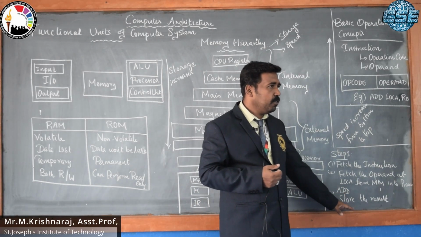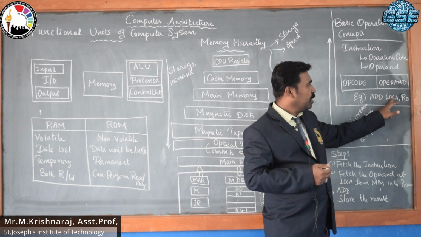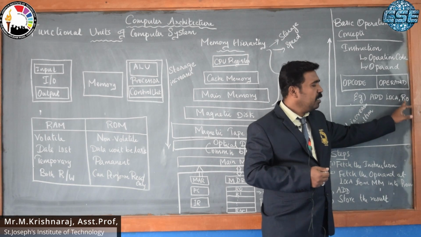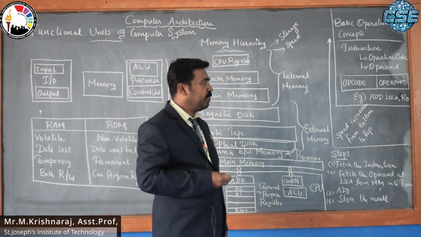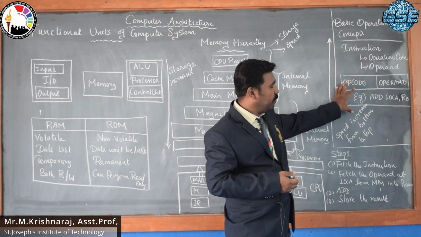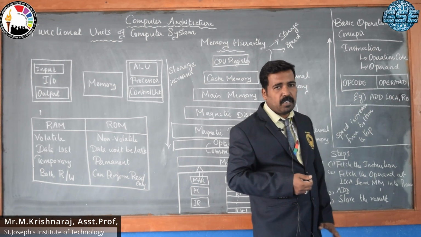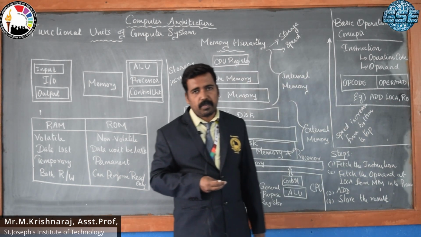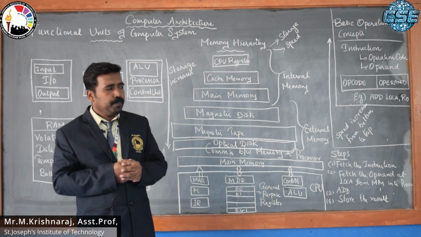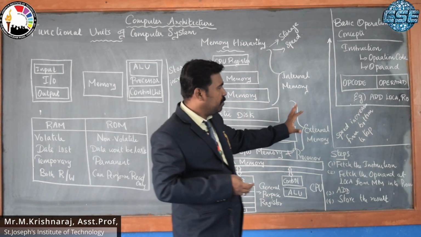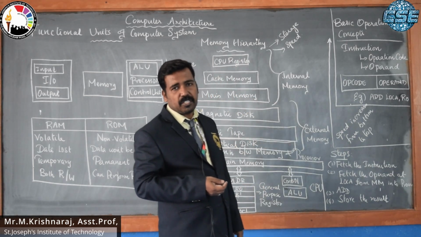The final one is you have to store the result. Where do you store the result? You add the location value with R0 and store it in the CPU register itself, that means in R0 itself. So, for performing a simple CPU instruction, ADD LOCA comma R0, we need to follow these 4 steps. This is all about the basic operational concepts, and this is the information to be followed while executing a single instruction.